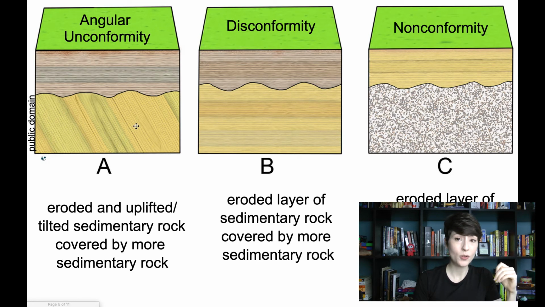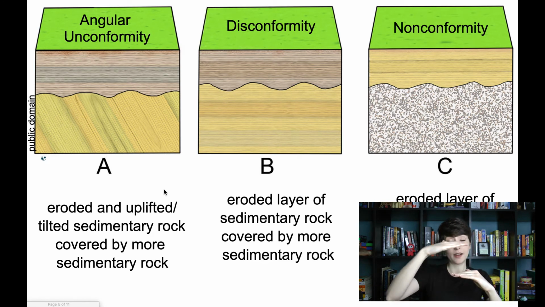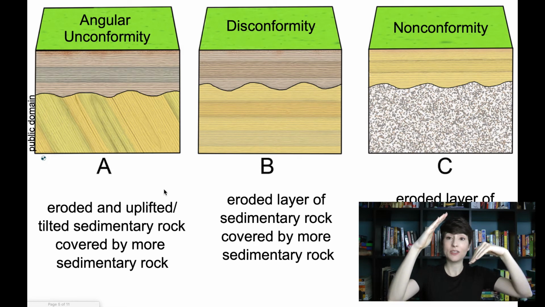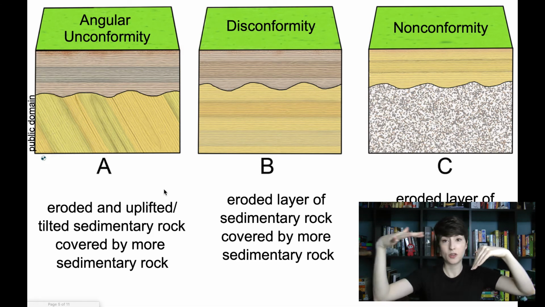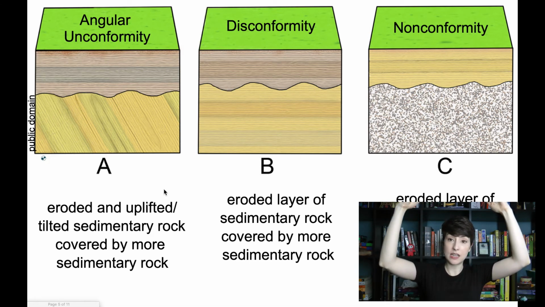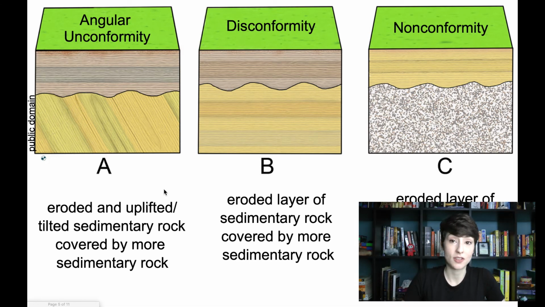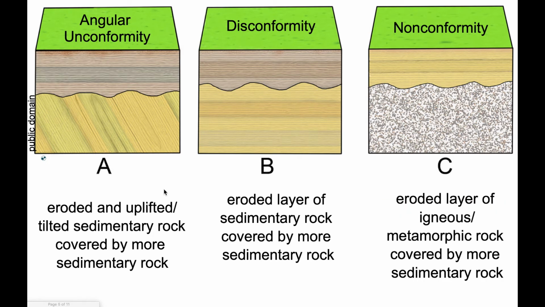The bottom older layer is actually at a weird angle because originally the older layer was laid down horizontally, but over time it was uplifted and tilted. There was some erosion, so now there's an eroded surface, and then newer sedimentary rock was laid down in horizontal layers as well. The next kind of unconformity is called a disconformity.